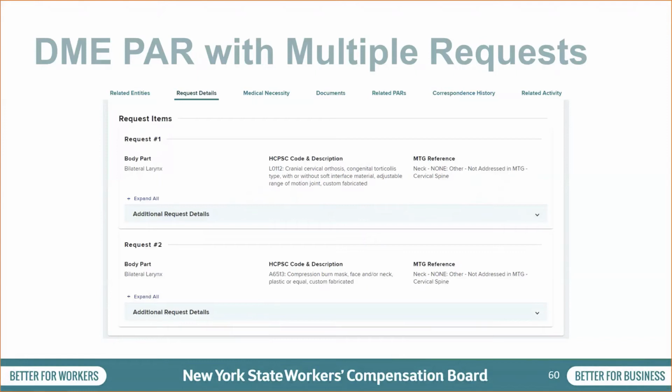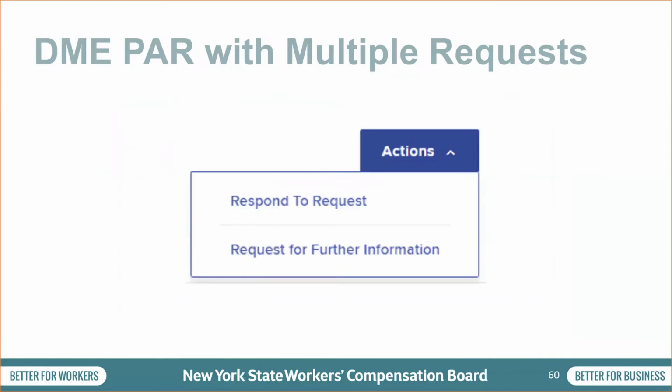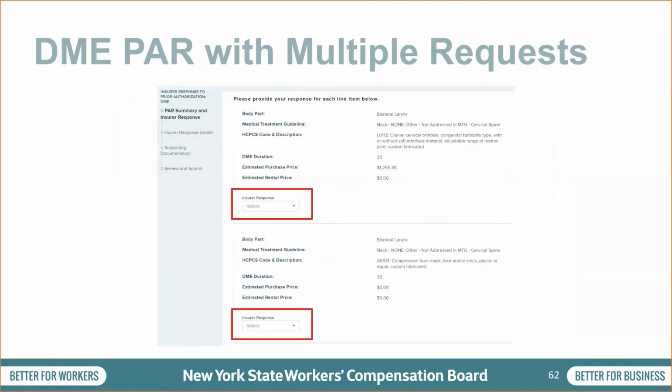After selecting the PAR ID link in your dashboard, you will see multiple items requested under Request Details. Let's go through this process with an example shown here with Request 1 and Request 2 for bilateral larynx. Select Actions on the top right of the PAR Details page and respond to Request. You are able to request further information for PARs that contain multiple items as well. Both items will show for your response individually.